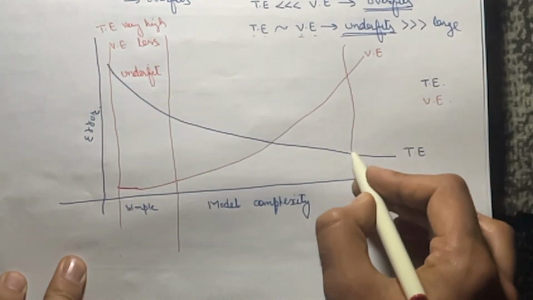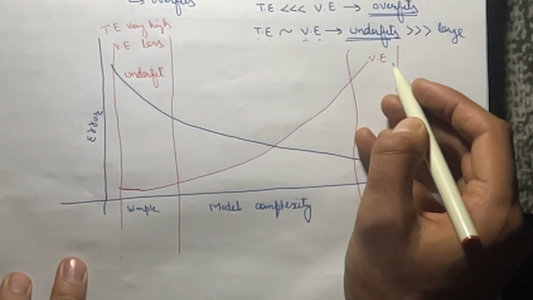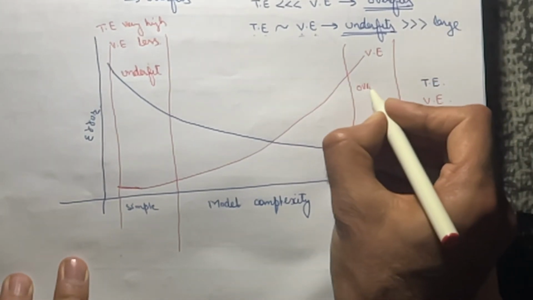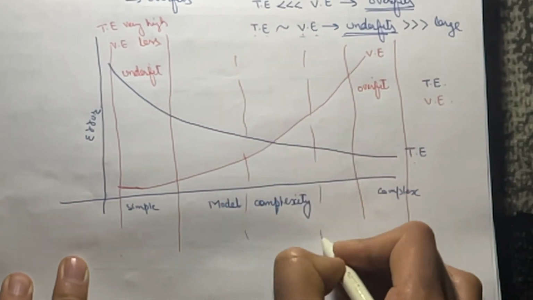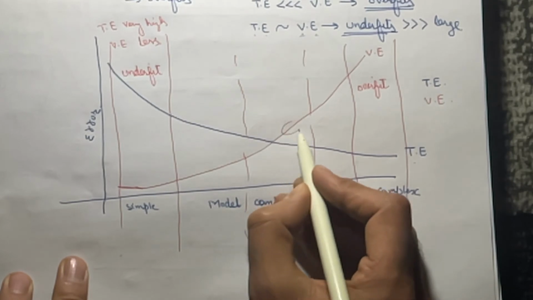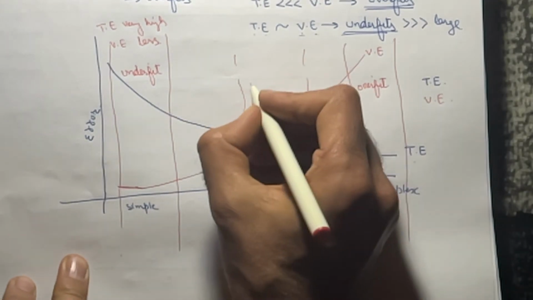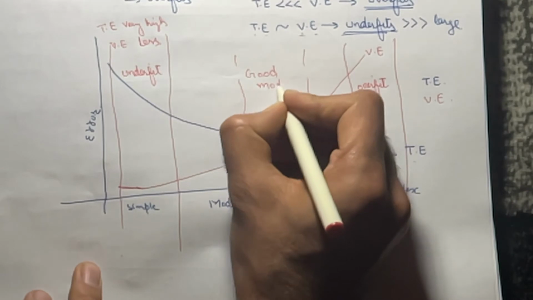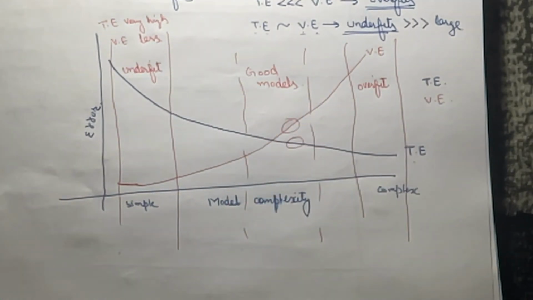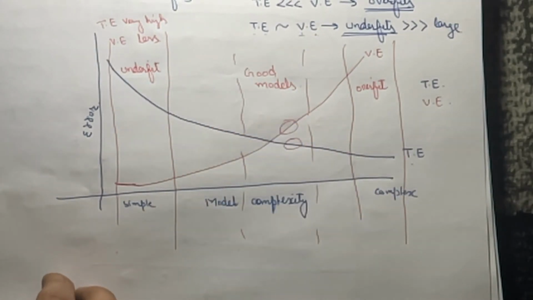And here training error is very less, but validation error is very high, and these models overfit. So we want a model in this particular domain, a model where both the validation error and the training error are very less. These are our good models. Fine. So this was about underfitting and overfitting.